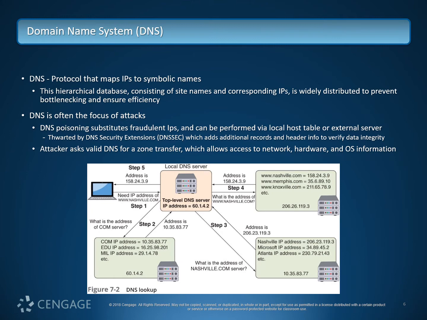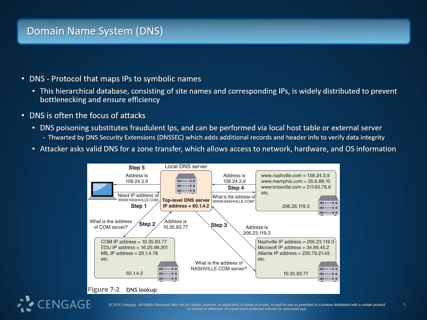DNS poisoning substitutes fraudulent IPs and can be performed via either a local host table or an external server. So poisoning DNS can occur either at the host level, with an individual's computer, or something that's a bit more widespread. This tends to be thwarted by what we call DNSSEC, the security extension set for DNS. This allows additional records and header info to be integrated into the DNS records in order to verify data integrity and make sure that the communication between two parties, be it the server and the host, can be verified much more easily.